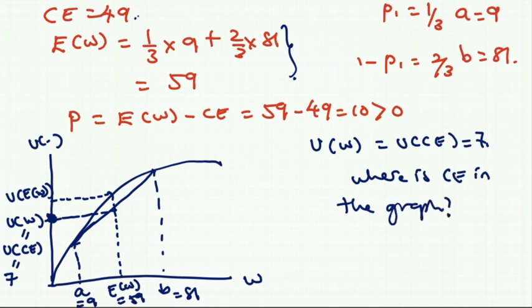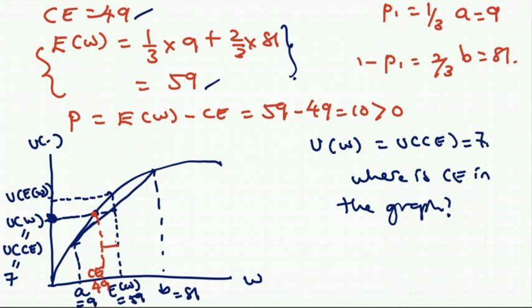Look here, CE is 49, EW is 59. So obviously, at UCE, it hits the curve at this point. Let me use different color, red. At this point, then CE is here, 49. Is it clear? Then, the next question is, where is P in the graph? P in the graph is the distance between E and also CE, isn't it? The expected value of lottery and also the certainty equivalent, which is 49.